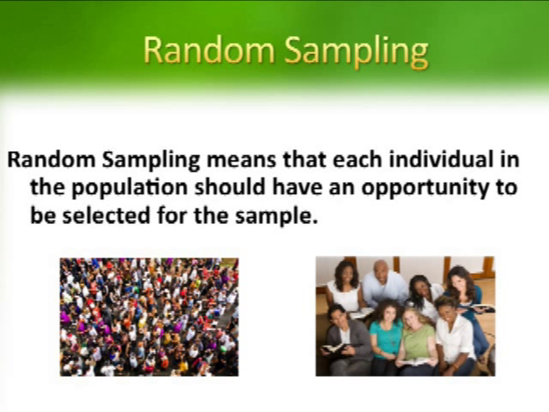Random sampling. Random sampling means that each individual in the population should have an opportunity to be selected for the sample. The purpose of random sampling, and for Professor Florzak it is random selection, is to increase the extent to which the sample is representative of the target population. Doing it means there is less chance for systematic bias to occur.